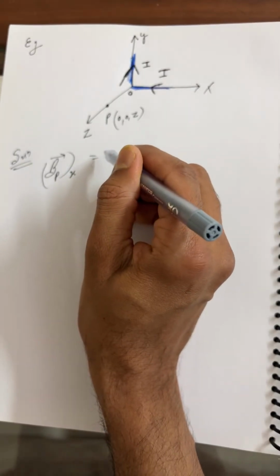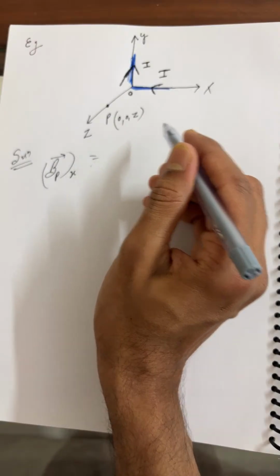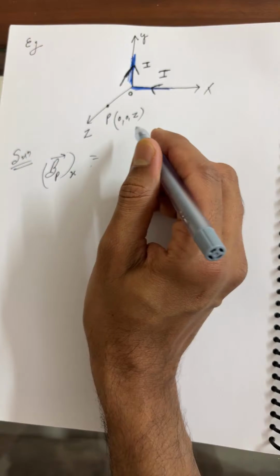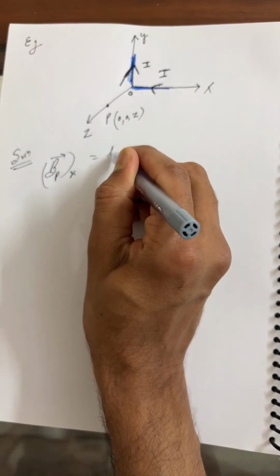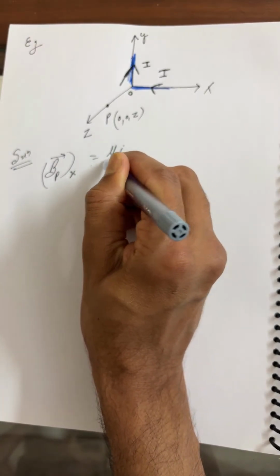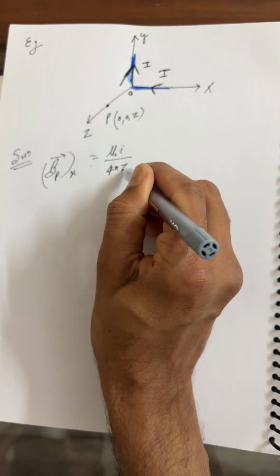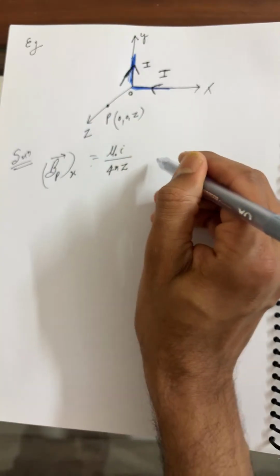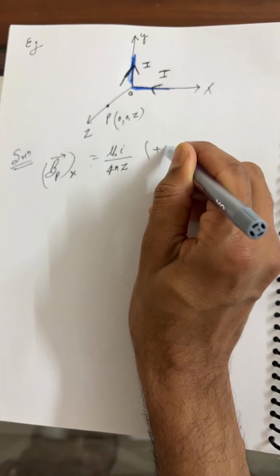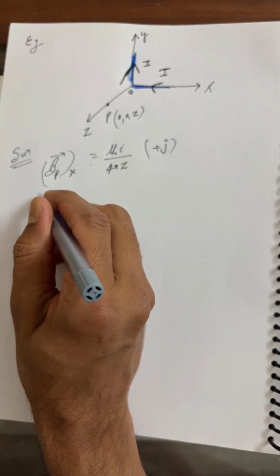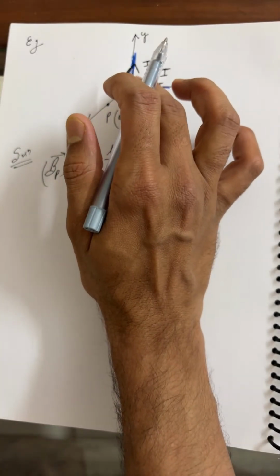What is the magnetic field due to a semi-infinite wire? I hope all of you remember it is mu naught I by 4 pi z, in the direction of plus j cap. Then the magnetic field due to the wire along the y-axis: the formula remains the same, but the direction is different.